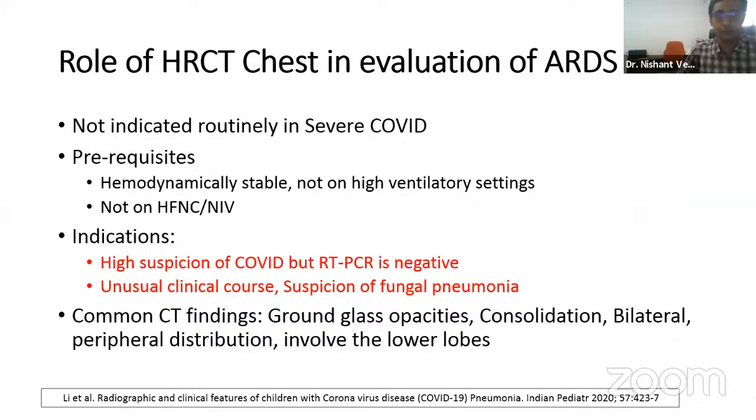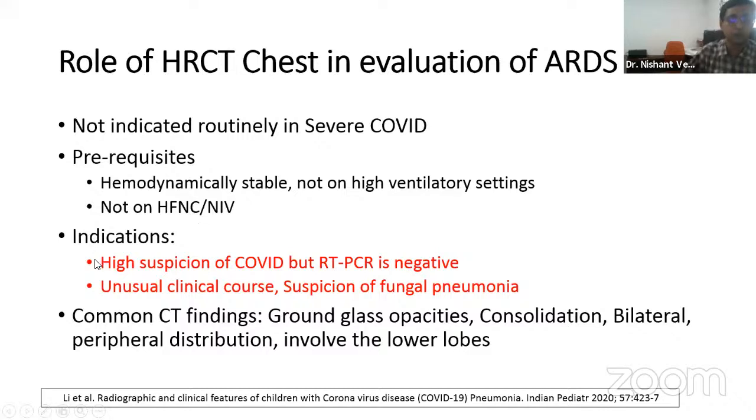Another imaging modality which has gained popularity in the COVID era is HRCT. So HRCT of chest in evaluation of ARDS. Now, the role of HRCT in children is limited at best. You are not going to use it routinely. Because for doing a CT, the child must be hemodynamically stable. He should not be on high ventilatory settings because the risk of transport of a child who is on high ventilatory settings is extremely high. You cannot shift a child who is on HFNC or NIV for getting a CT done.